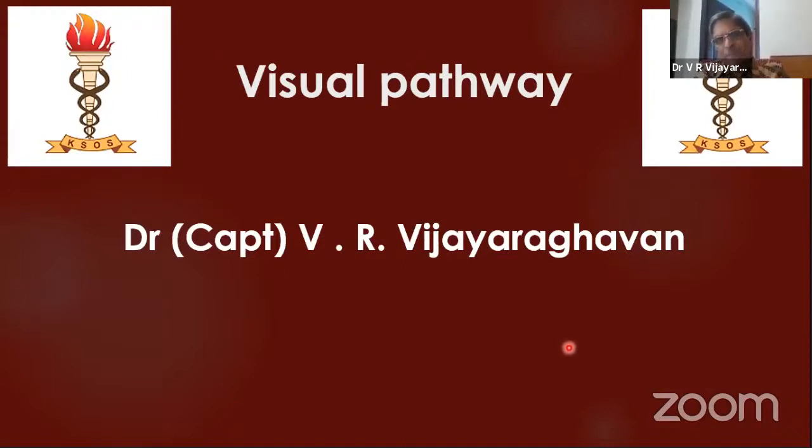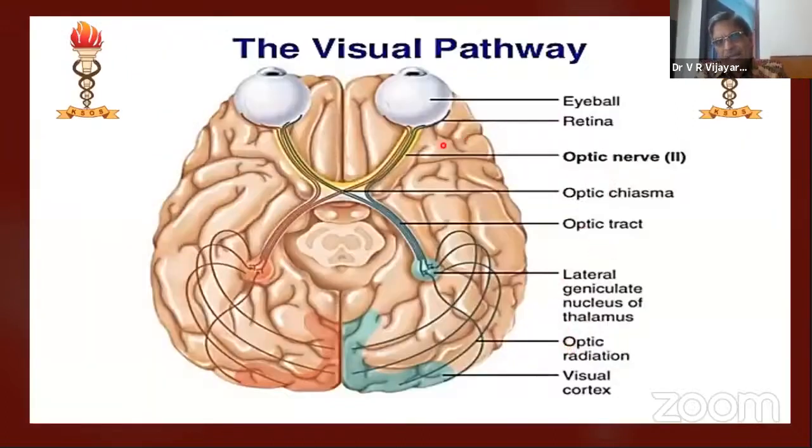Visual pathway, what's happening now? See, this is the eye. Then the optic nerve, the chiasma is there. See the lateral geniculate body here. See the optic radiations. In the optic radiations, two lobes are involved, the parietal lobe and the temporal lobe. Then it comes to the occipital lobe, the calcarine fissure, the calcarine cortex.